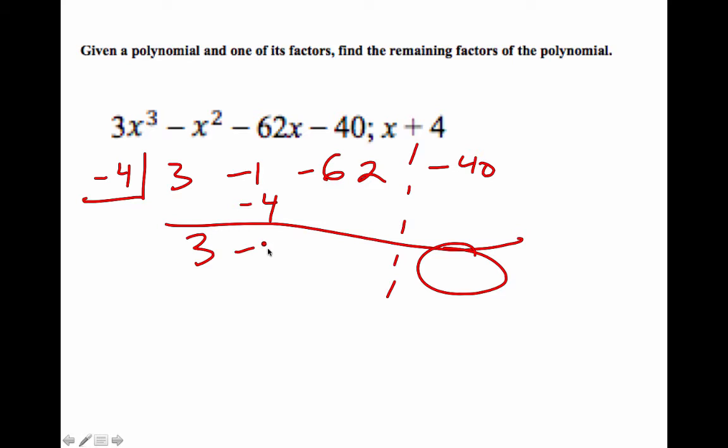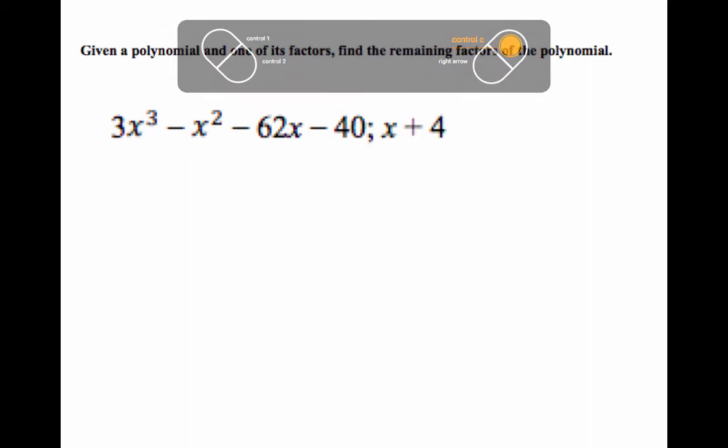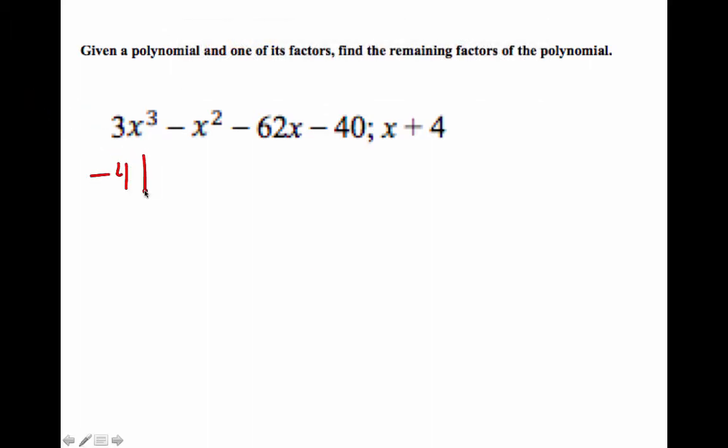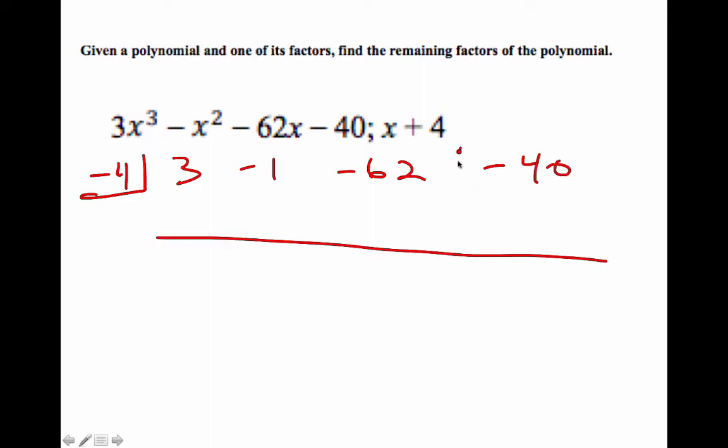3, negative 4, negative 5, 20. Uh-oh. Did I make a mistake? 3, negative 1, negative 62, negative 40, and I got negative 4. Oh, jeez. I'm a terrible math student. Made a mistake. First mistake of the year. Negative 4. I don't know how to multiply. Things are bad when you don't know how to multiply. Let's try that again. Try not to make any mistakes.